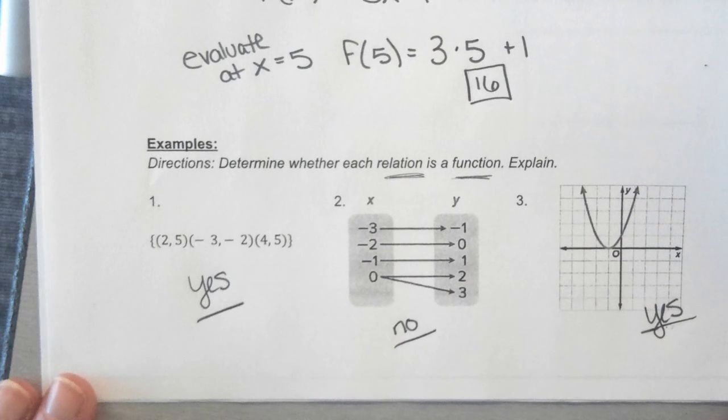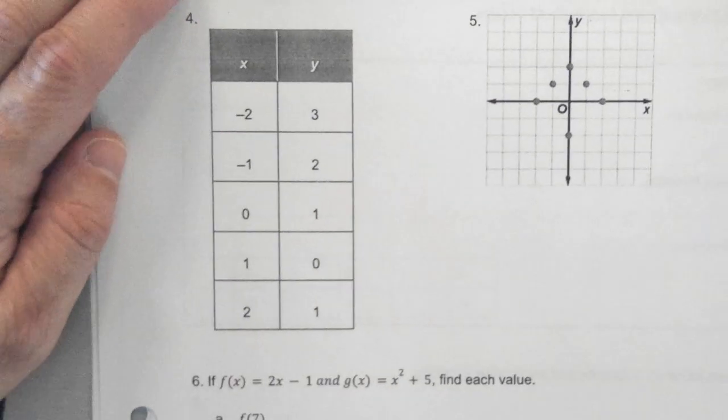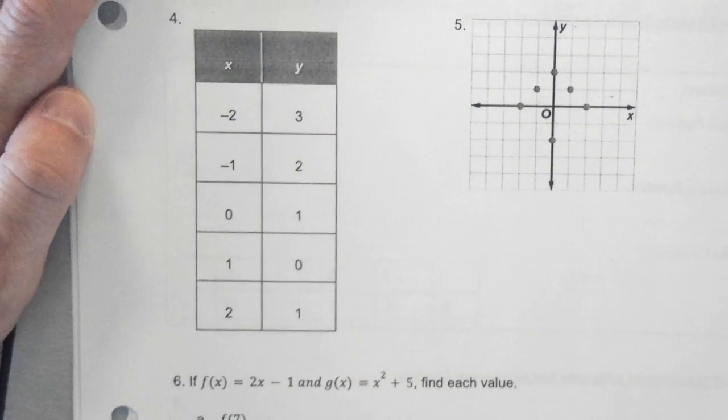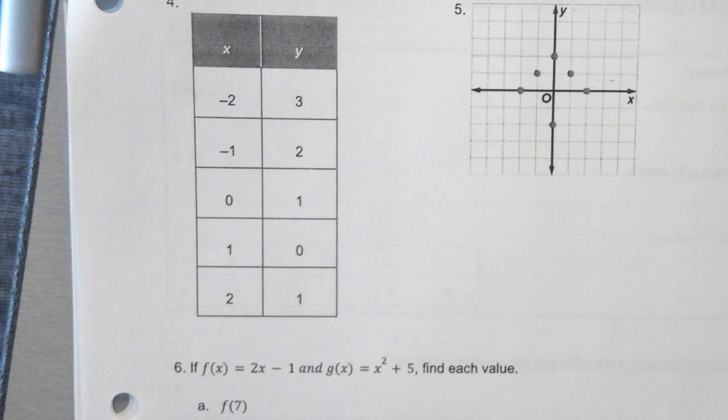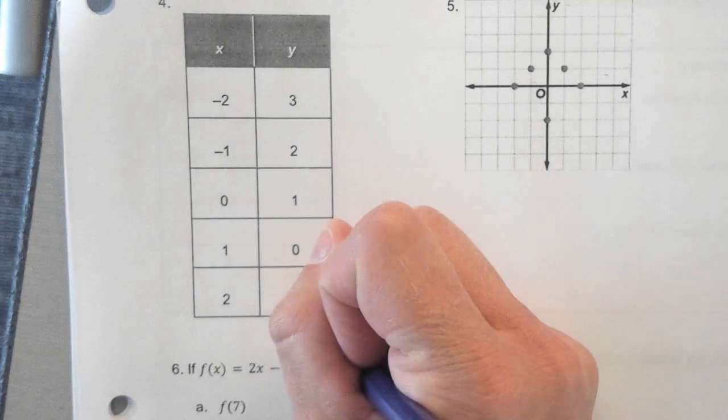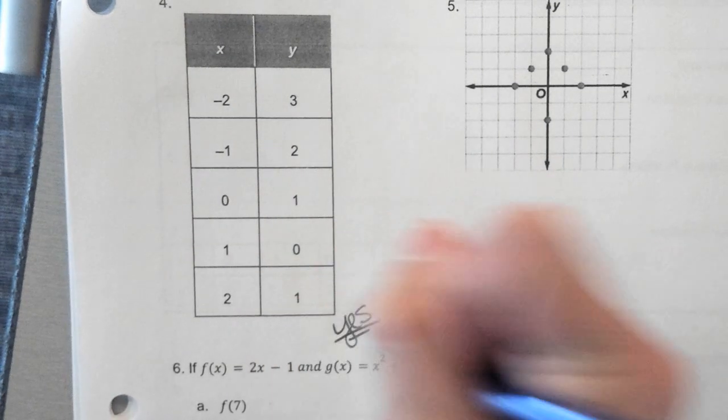Is everybody good with the front side? Yes. All right. Some more deciding whether or not they're functions. Okay, take a look at 4. We've got a table. What do you think? Yes. Yes, because do I have any x's that pop up more than once? No. So this is a yes.